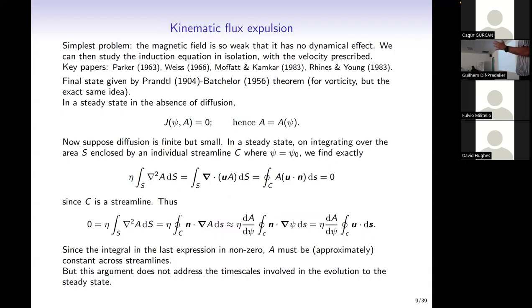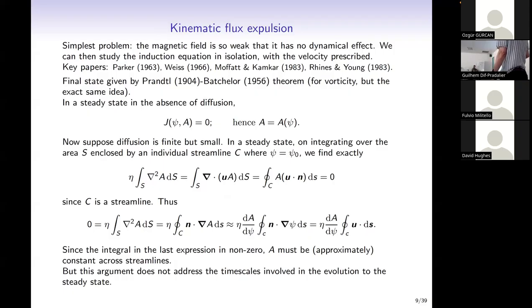And it's a nice argument. If you have no diffusion, you get rid of the diffusion term, and you're steady, then you only have J of psi and A equals 0, so A has to be a function of psi. Then suppose I've got a little bit of diffusion, and I integrate round a closed contour. This is just taking the steady induction equation, two terms. This is using the divergence theorem in 2D, and this becomes 0 because I'm integrating around a streamline. So u dot n, by definition, n is normal.